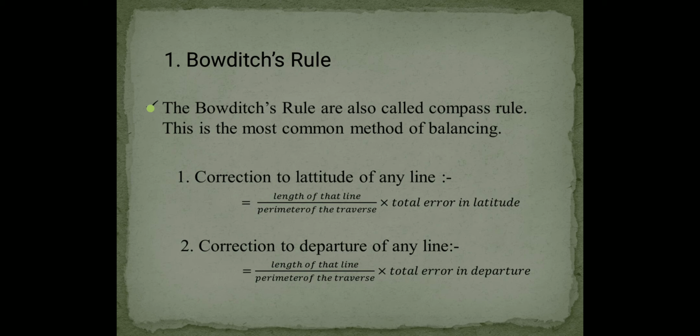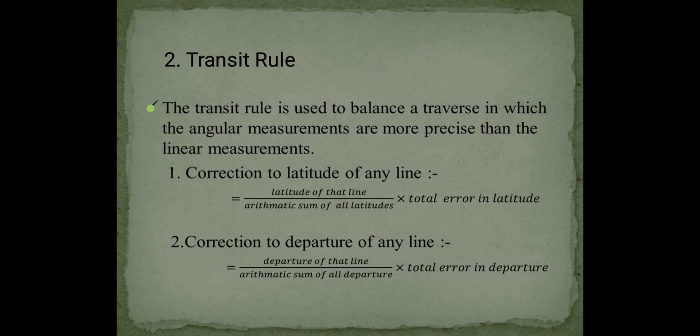The transit rule is used to balance a traverse in which angular measurements are more precise than linear measurements. Here, the correction to latitude is the latitude of that line divided by the arithmetic sum of all latitudes, multiplied by the total error in latitude. And in the case of departure, the correction to departure is equal to the departure of that line divided by the arithmetic sum of all departures, multiplied by the total error in departure.